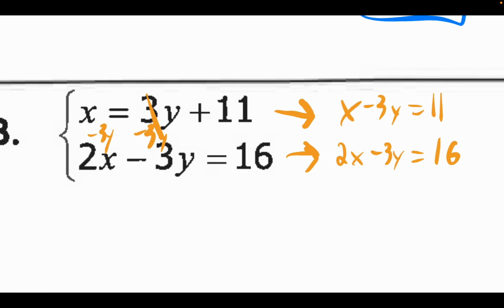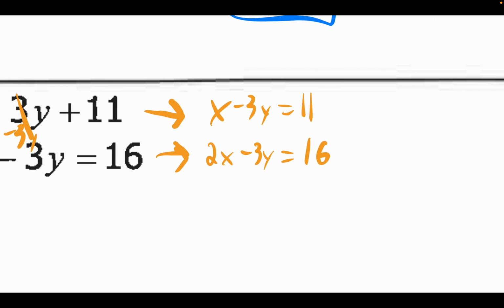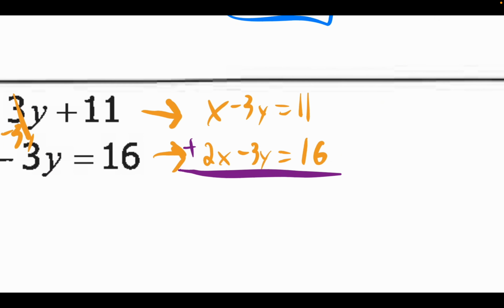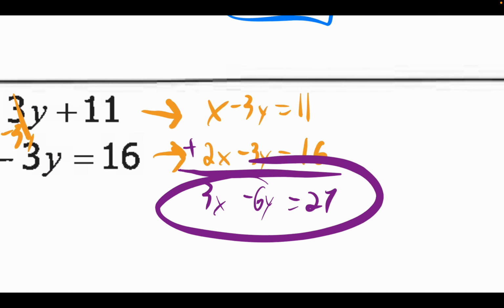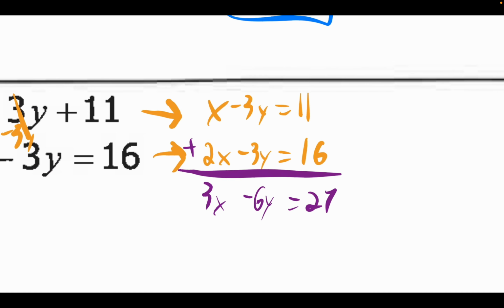And now we notice that these are lined up. So now we're presented with a new problem here, to where if we look to add these equations, don't actually do this yet, we get 3x minus 6y equals 27. The y's didn't eliminate here because they're both negative 3's. If one had been a positive 3, they would have eliminated. However, we're left with this new equation. And this equation doesn't help us even a little bit.